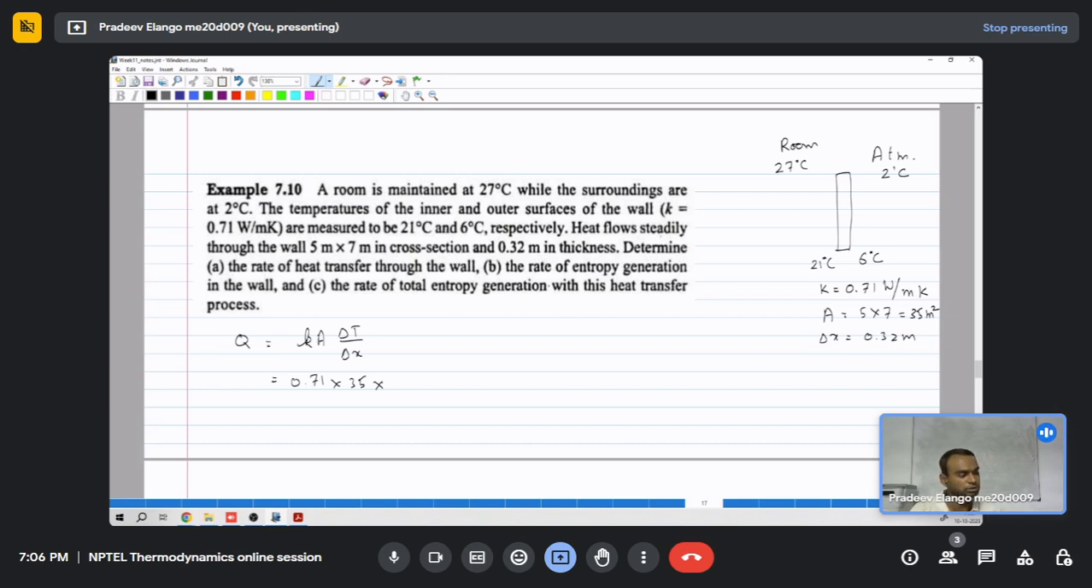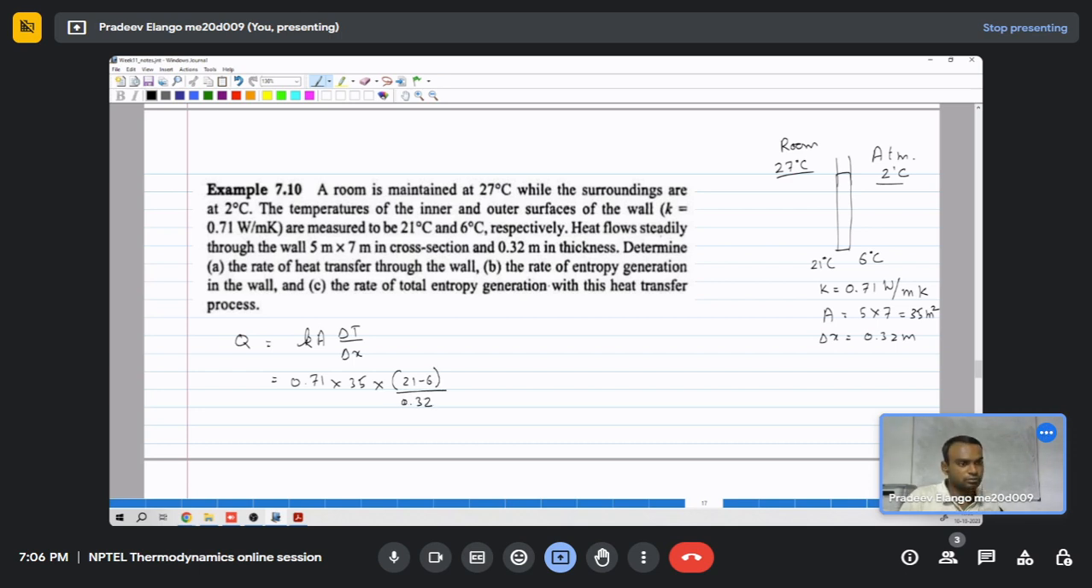So that is between 27 and 2. So we have 27 minus 2 divided by delta X. We should look into the wall temperatures, so that is 21 and 6. 21 and 6 by delta X.